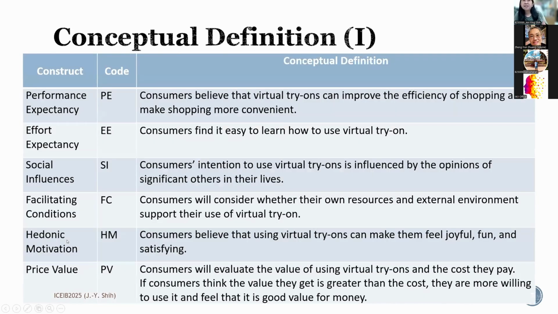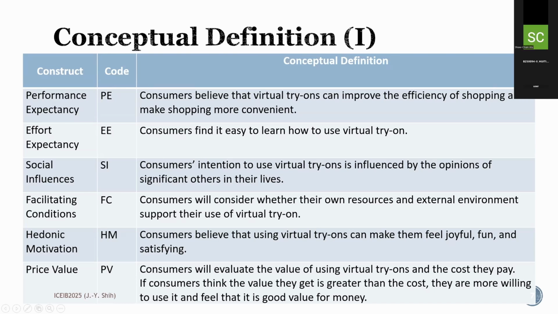This slide shows the constructs included in our model. Their conceptual definitions are shown in this table. The first one is performance expectancy. We denote it as PE, and its definition is consumers believe that virtual try-on can improve the efficiency of shopping and make shopping more convenient. That's our definition, and we designed several measurement items, questionnaire items to measure this concept.